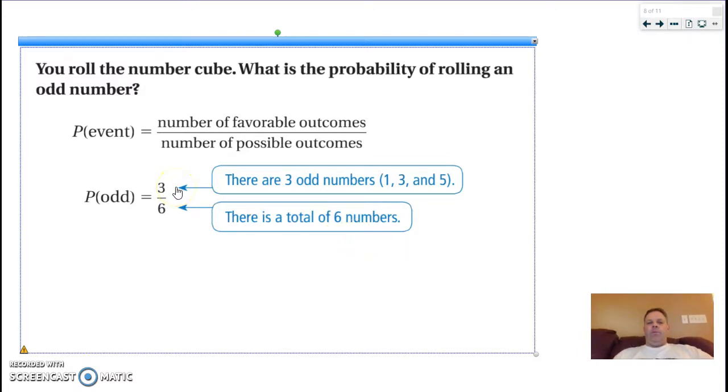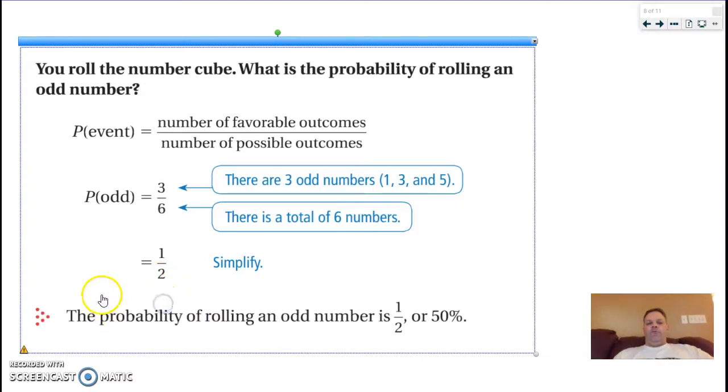Therefore, we have a probability of an odd number happening at 3/6. We want to simplify that, so we simplify by dividing both by 3. So our final answer is 1/2, or 50%.